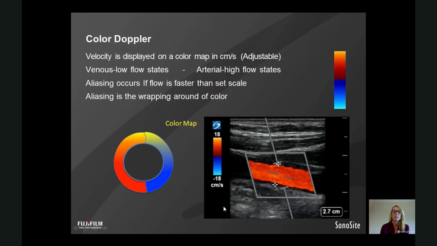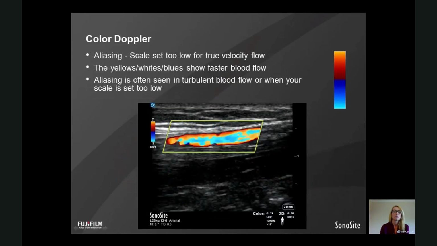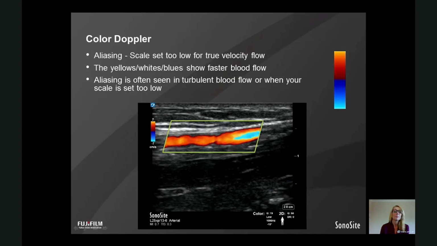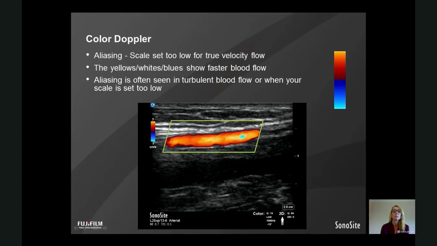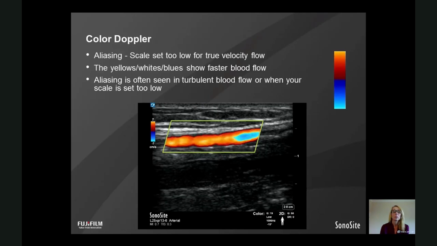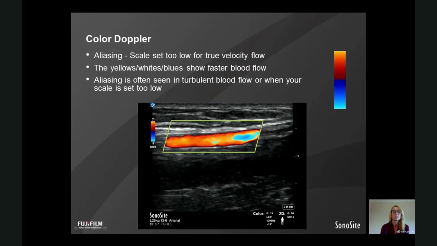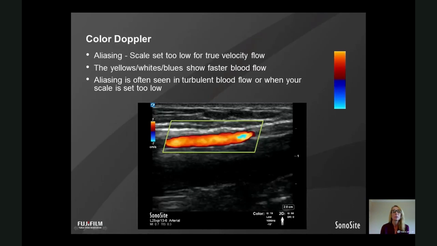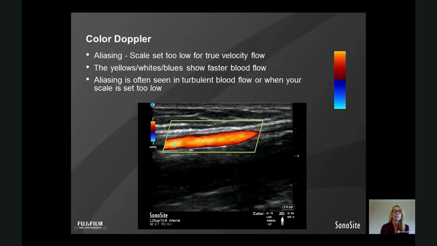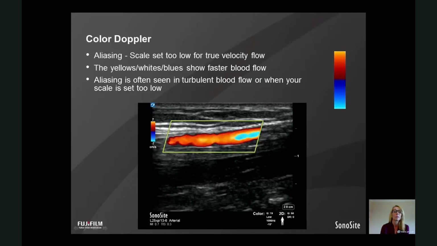So you can see here there's aliasing. So the scale's been set too low for the true velocity flow. So what it's doing, and you can see here the flow here is 7 centimetres per second or -7 centimetres per second, and you can see there's a lot of aliasing here. So we need to be adjusting this so that it's higher, maybe 18 or higher.